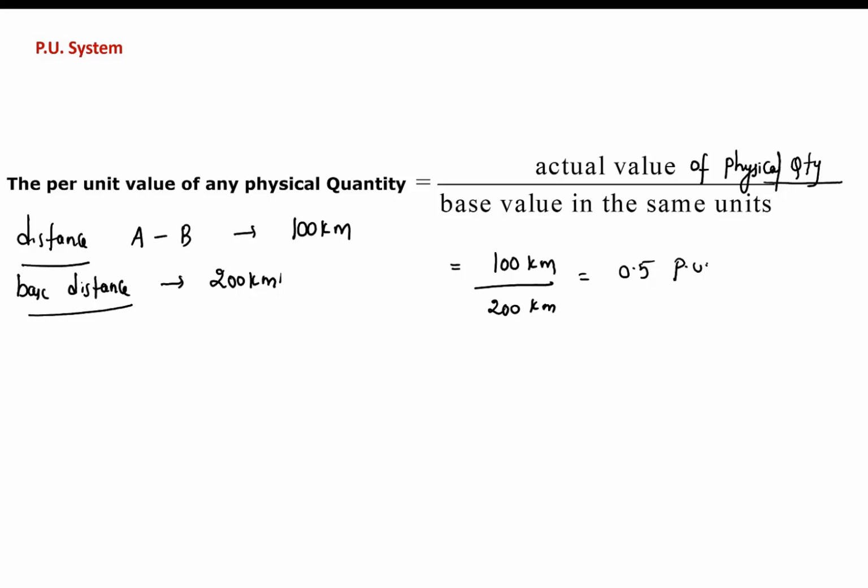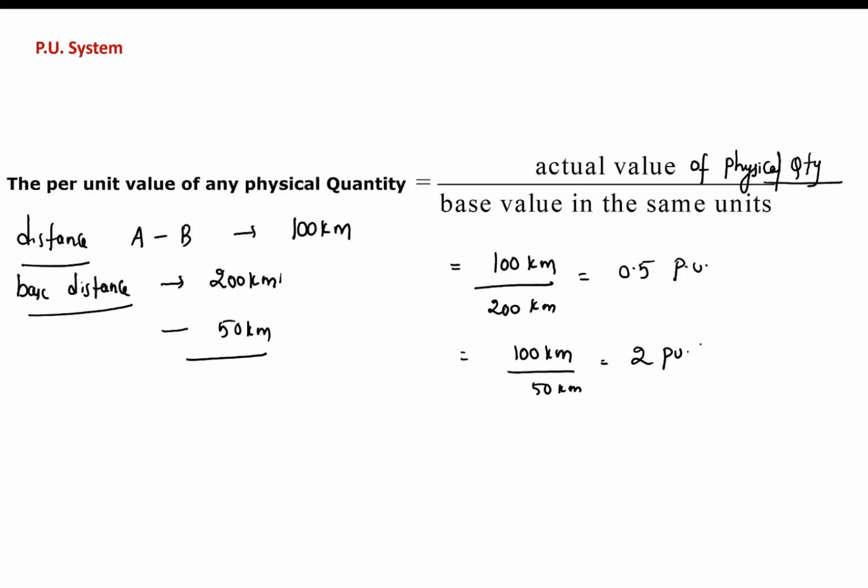Suppose I choose the base distance as 50 kilometers. Then the per unit value is 100 kilometers divided by 50 kilometers, which is 2 per unit. So depending upon the base value we choose, the per unit value of the same physical quantity will change. Understand? So the per unit value can be greater than 1 or less than 1 depending upon the base value.